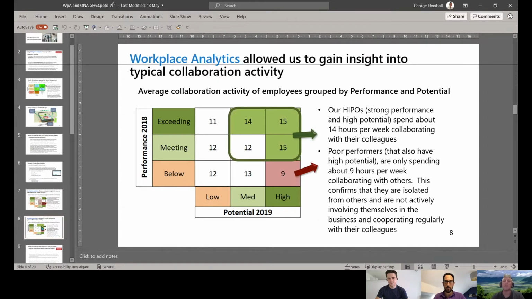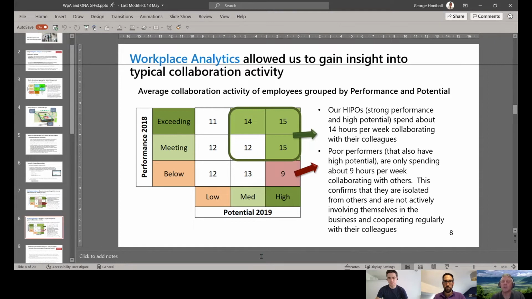And then when we look at their collaboration activity, very similarly, the people in the magic quadrant, the meeting and exceeding expectations and medium to high performance, were averaging between 12 and 15 hours of collaboration internally per week, whereas your people with low performing behavior but with high potential were only spending about 9 hours per week collaborating.